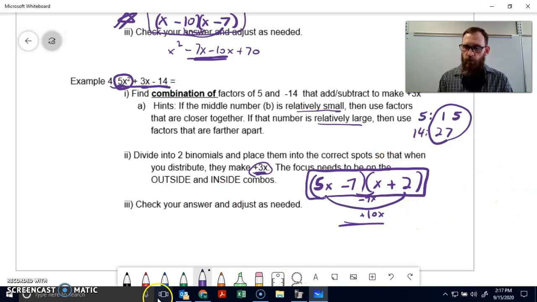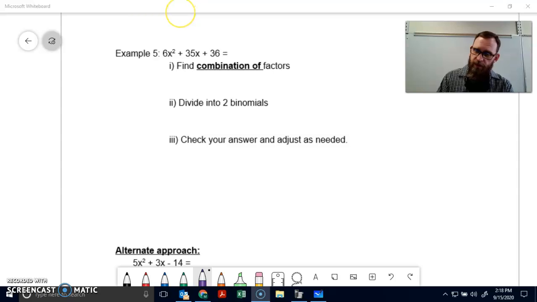All right, let's do one more. And honestly, at this point, if you think you understand it, you're welcome to jump out. You don't have to stay for this last example. But let's give this one a try. We're looking for combinations of 6. Well, that's 1 and 6 and 2 and 3. But again, look at this middle number. That's not that big, especially considering the numbers that are around it, the 6 and the 36. It's not really small, but it's not really large either. So I'm probably not going to use 1 and 6. So I'm going to stick with the factors 2 and 3 to make 6.